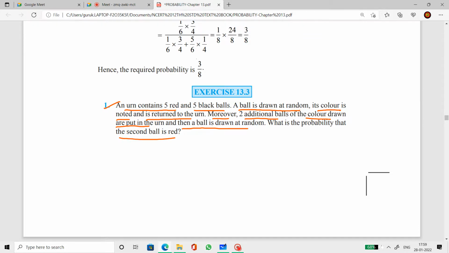The second ball is red, and they haven't told us what the first ball is. So there could be two cases to this. The first ball can be red, or the first ball can be black. If the first ball happens to be a red ball, then you keep that ball back and you put 2 more balls of the same color. Likewise for the second one also.